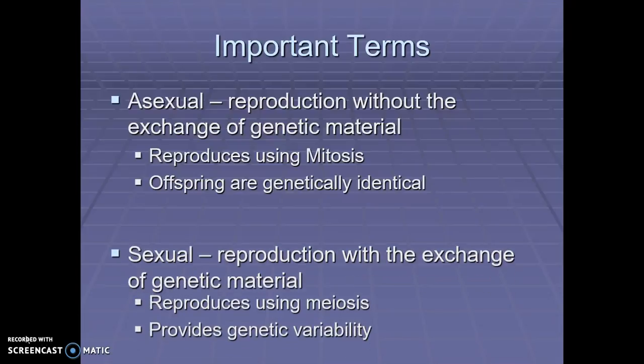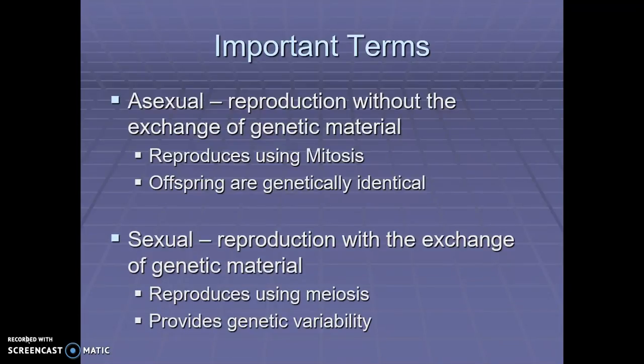Or we can have organisms that reproduce using sexual reproduction, meaning they exchange genetic material. They're going to reproduce using the process of meiosis. And this provides lots of genetic variability because you're mixing genes from different organisms together.